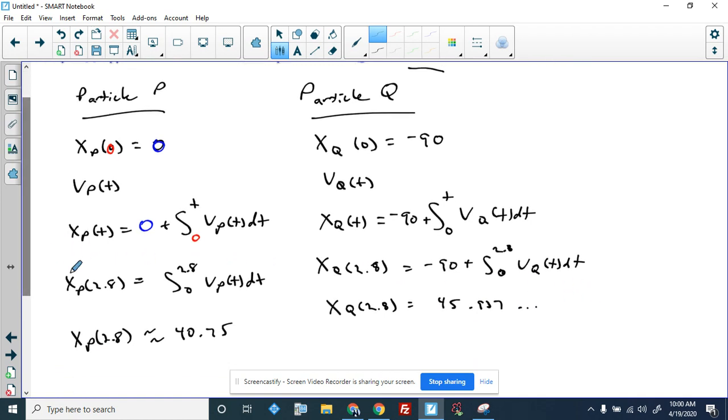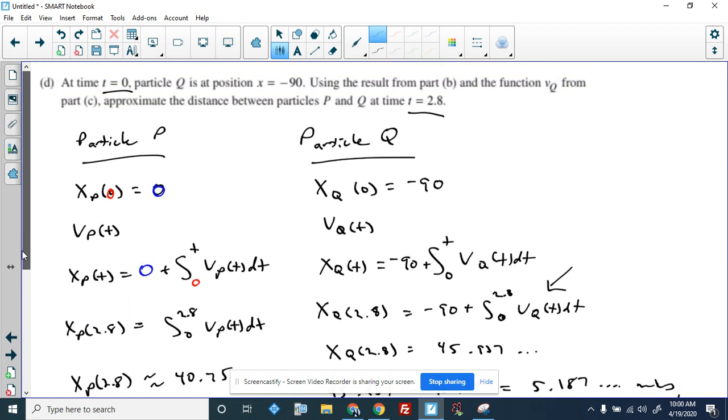How could they ask you a question like this on your test? They'd have to give you a function right here that you can integrate by hand. So now if we're trying to figure out the distance between the two particles, then just subtract these two values. If I did that, 45.937 minus 40.75, that's going to equal 5.187 meters apart. And there you have it.